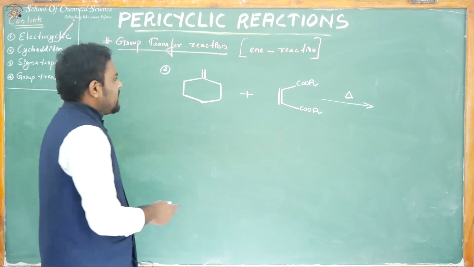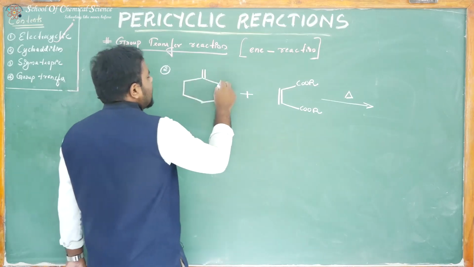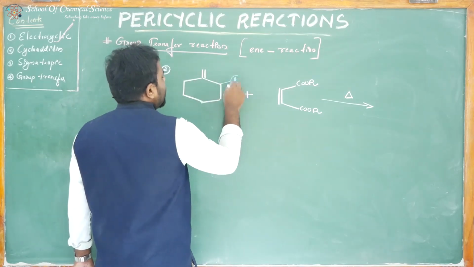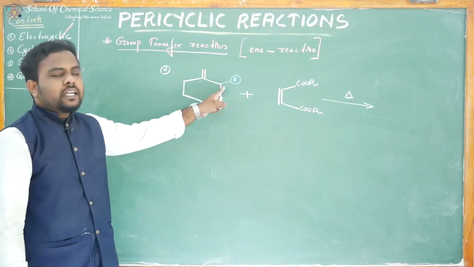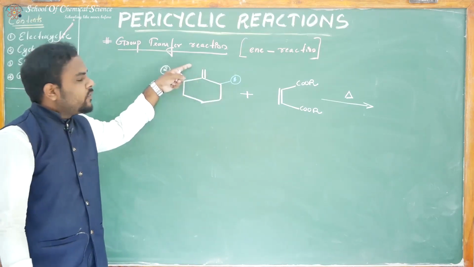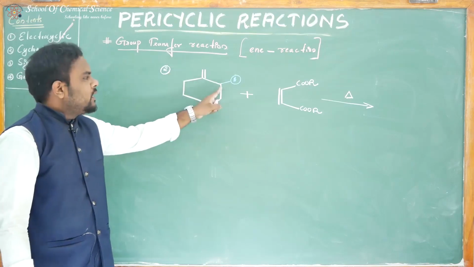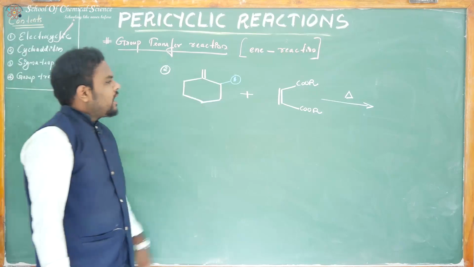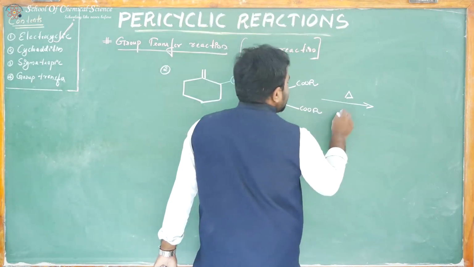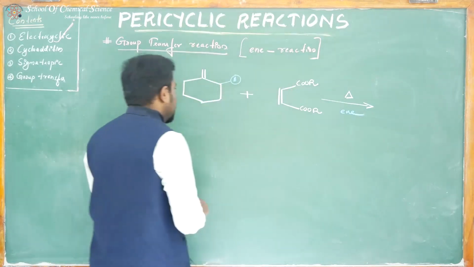Definitely it's an ene reaction because an allylic hydrogen is present at position 1, 2, 3. If you are numbering from the double bond, the hydrogen at the third carbon is called allylic hydrogen. So allylic hydrogen plus an enophile, definitely an ene reaction.